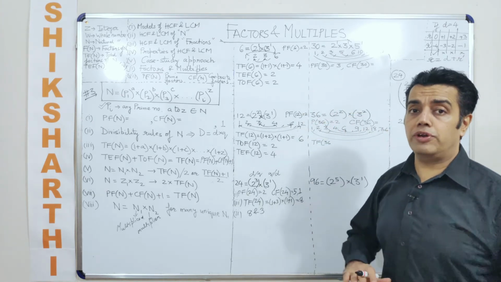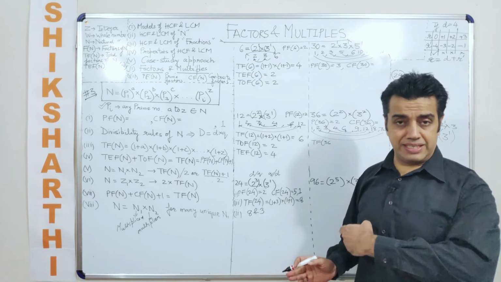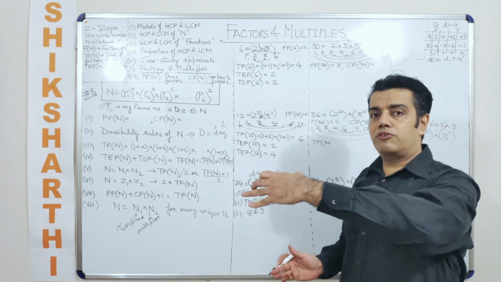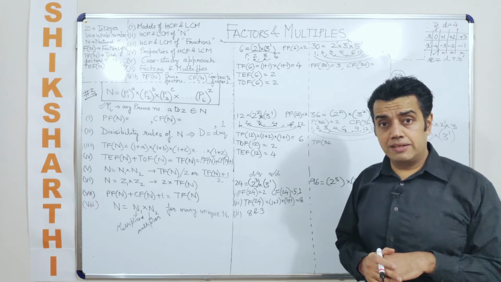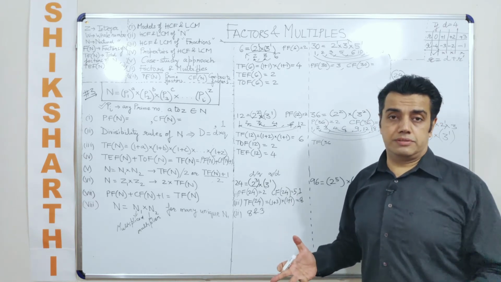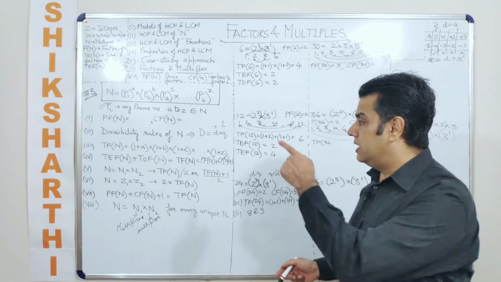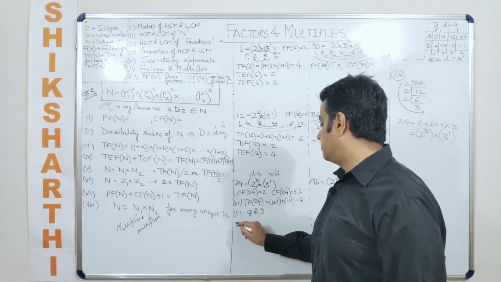What is the divisibility rule for 8? We have already talked about it: the last three digits from the right hand side. And what is the divisibility rule for 3? Addition of the digits. Right? Now let us talk about point number 4.